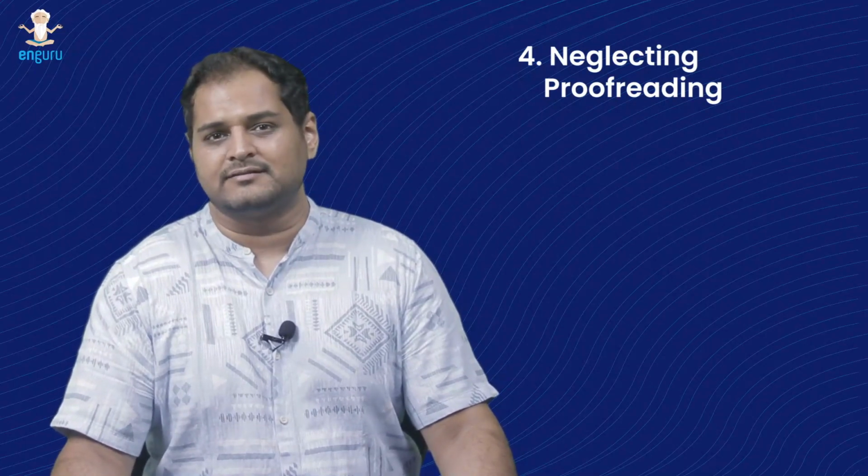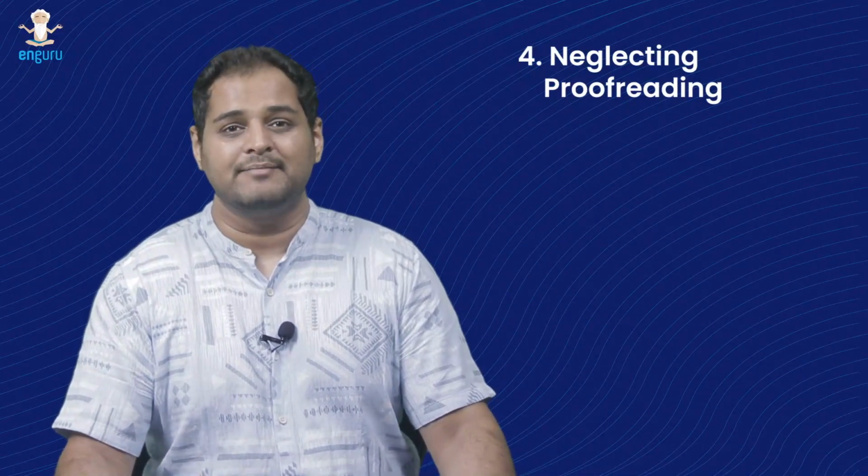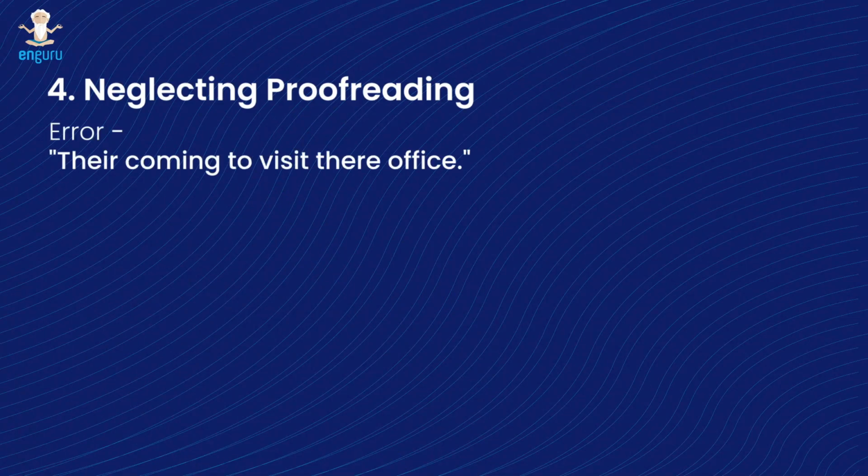Let's have a look at one sentence, and you can tell us in the comment section how you would proofread this and make it grammatically correct. Example sentence: they're coming to visit their office. Sounds like it could be correct. But is it? Let us know in the comments.